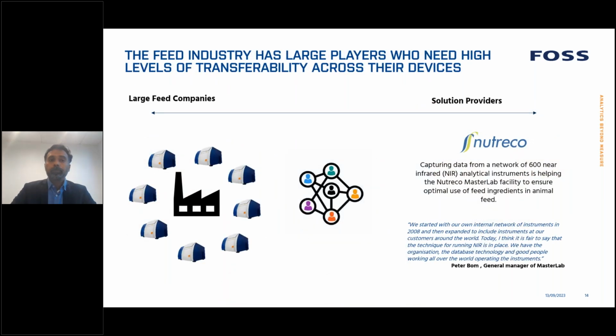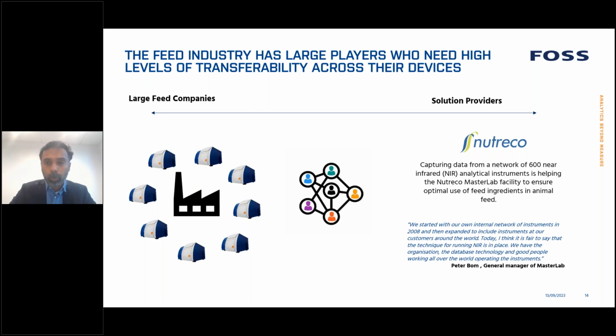Moving on, if you look at the feed industry and the structure that the feed industry has, it is a very complicated industry. I don't have to tell you this. You're operating in the industry, in the value chain every day. But you also know that there are large players who need high levels of transferability across their devices. So it could be large feed companies on one side who have deployed multiple, if not hundreds of NIR instruments across their different production sites.